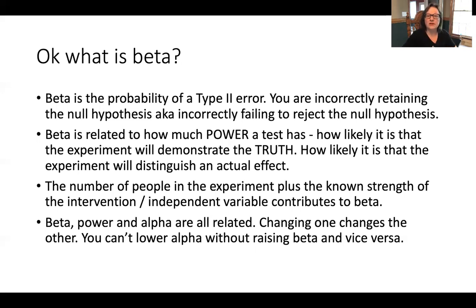Okay, so beta is the probability of a type 2 error. With the type 2 error, again, you're getting a false negative. You're incorrectly retaining the null, which is the same as failing to reject a true null. So how likely is it that the test will distinguish the truth? This is where you need that powerful intervention. You need to make sure that your study is well designed in terms of internal validity. All of that contributes to power so that you have the best chance you can of determining what the truth is.